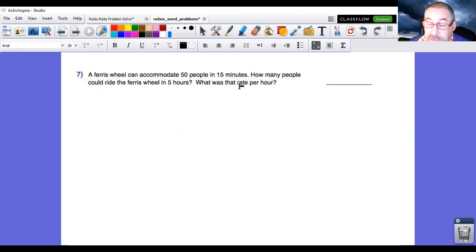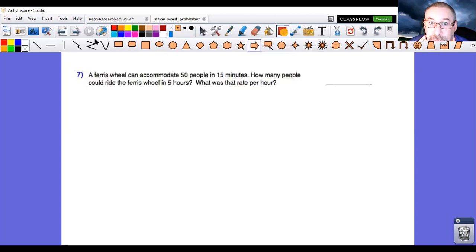And this last one is exactly the same situation. 50 people over 15 minutes. Find our unit rate. Oh, this is another tricky one. I even made the mistake. I do this all the time on this problem.